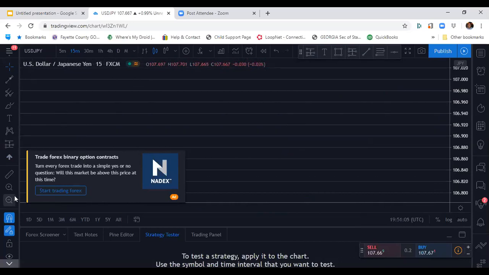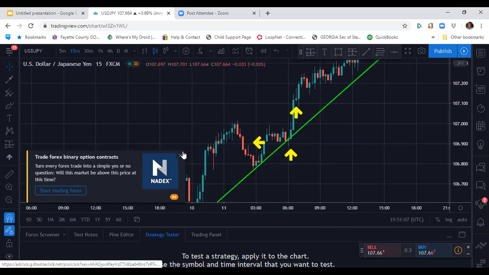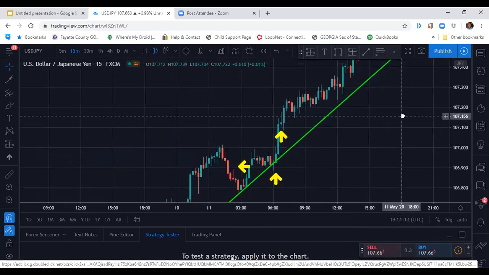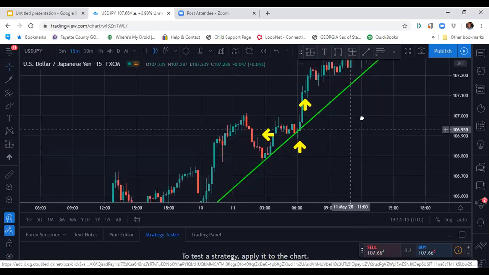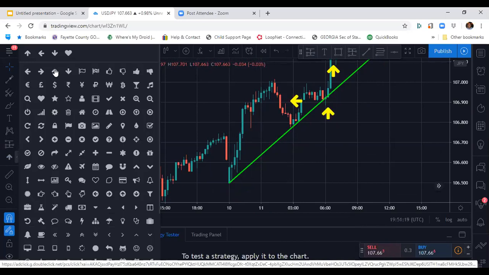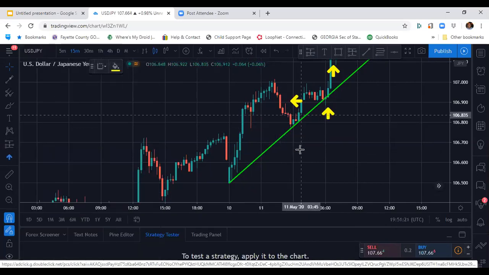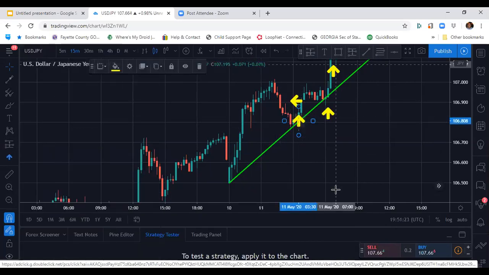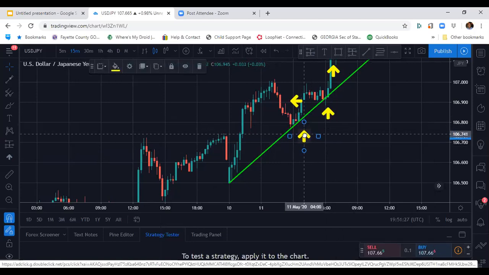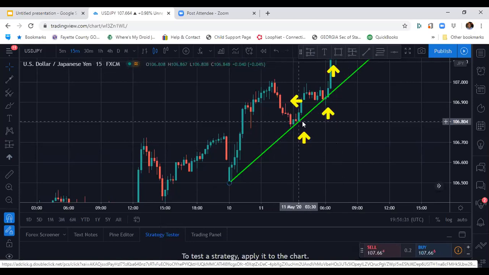All right, there we go. And I could have continued riding this up. I could have gotten in down here. You know, very possible. I could have got in somewhere here.